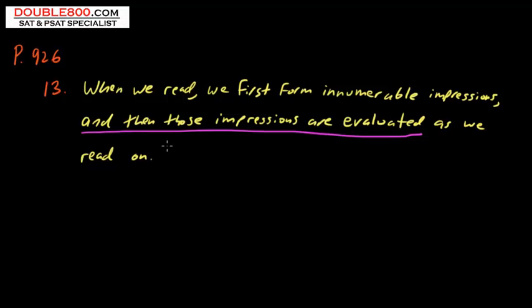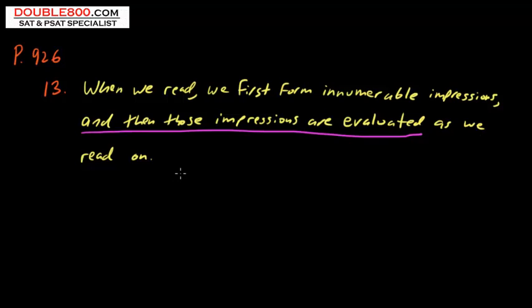For most students, this is the easiest of the 3 types of writing questions, because the answer is in front of you. I haven't written out the answers because I want you to get in the habit of predicting what's wrong with it, and then it makes it so much easier to find the answer. All right, here's the sentence. When we read, we first form enumerable impressions, and then those impressions are evaluated as we read on. Again, you should be able to predict.